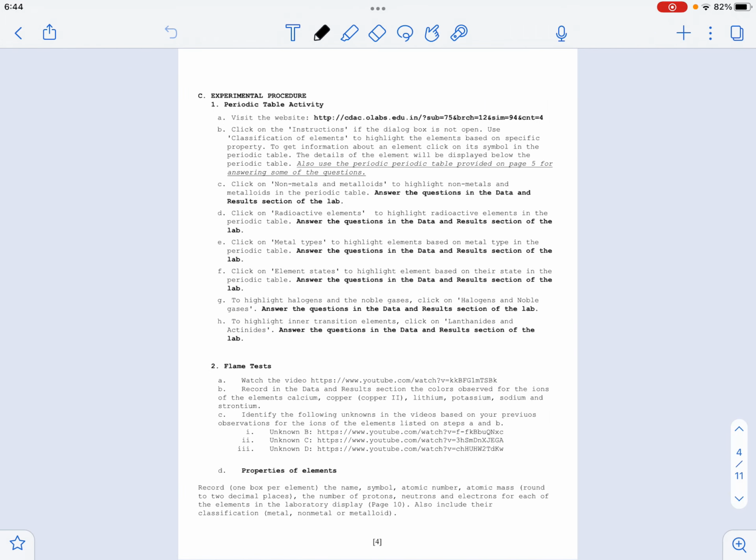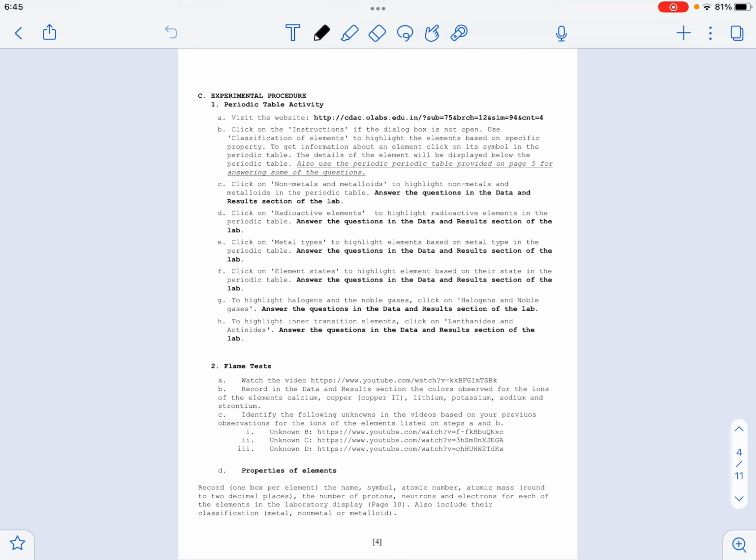Continuing on, the second portion of the lab is going to be the flame test. For the flame test, you are going to be watching several YouTube videos. The first YouTube video is going to be specifically a person demonstrating how to correctly do the flame test. That person is also going to provide the data that identifies the colors for each of the flames and the samples that are given in the video.